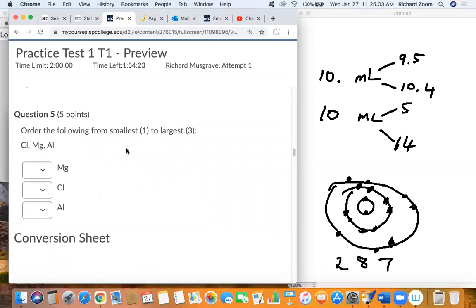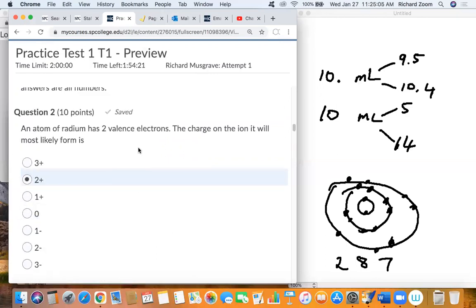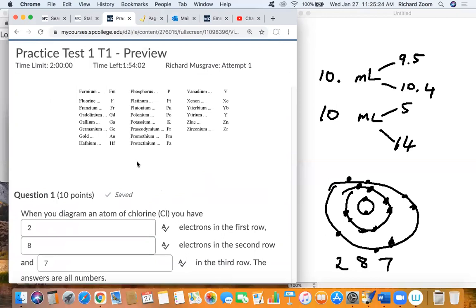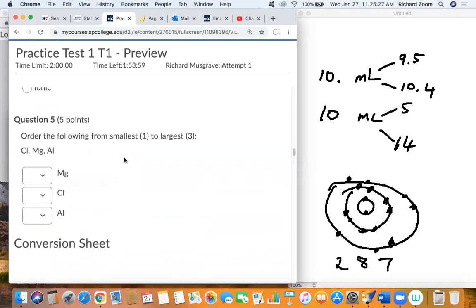Smallest to largest, so we're talking about atomic size there: Cl, Mg, and Al. They all happen to be in the same row. Size decreases going across the row, so it goes Mg, Al, and Cl. Mg is the biggest, Al is the second biggest, and Cl would be the smallest. Going from smallest to largest, Mg is 3, Al would be number 2, and the smallest would be number 1, which is Cl. That's how you would order it. Does anybody have any questions about number 5?